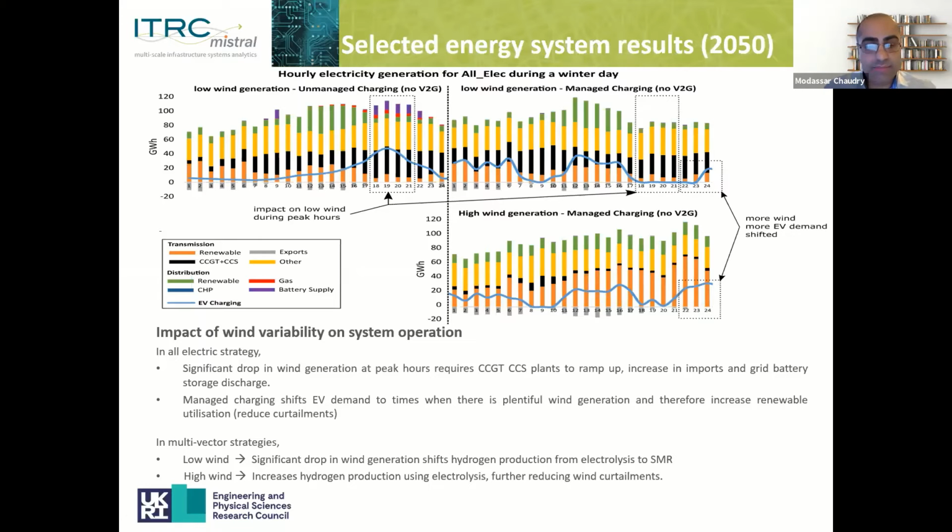In multi-vector strategies, one of the key features that you do see is a shift in how hydrogen is produced. So in low wind cases, we see more SMR to produce hydrogen, and the reverse is true in high wind cases, where wind generation is used to produce hydrogen through electrolysis, and in the process, we get a reduction in wind curtailments and costs.